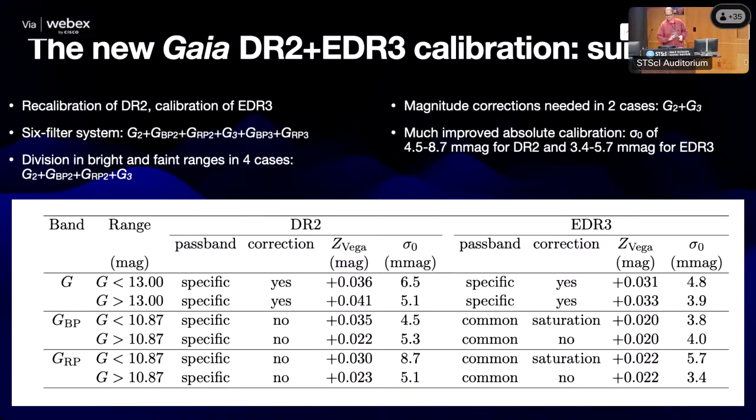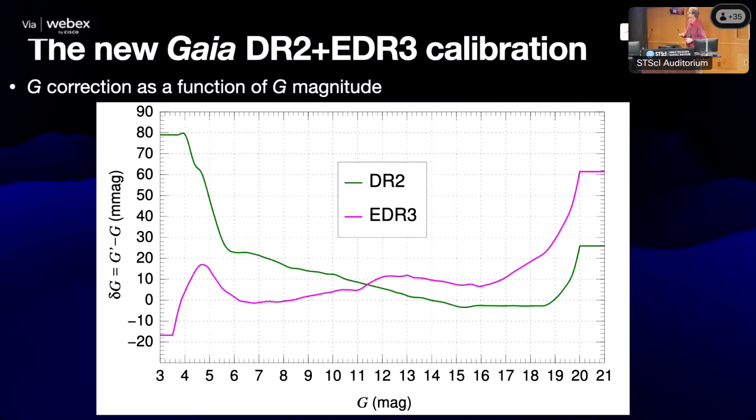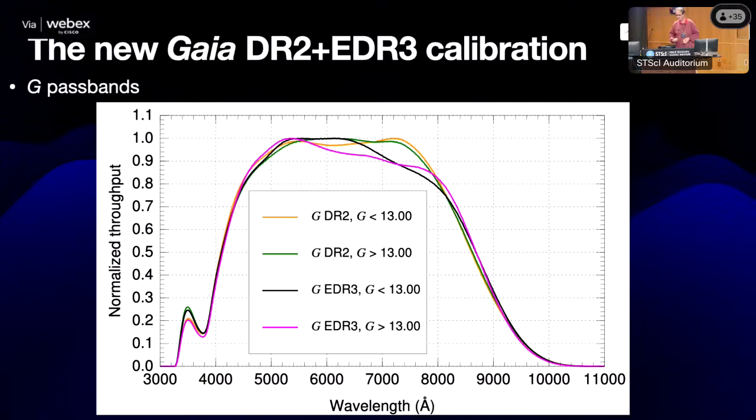Just to go quickly, these are the corrections. These are the type of corrections you have to apply when you retrieve the data from the catalog and you want to go to the real values. You have to apply this for G2 and G3. This is how you compare the G passbands for bright and faint and for DR2 and DR3. The important thing to look at is if you compare the yellow and green against the other 2, that's the difference between DR2 and DR3. You can see that the passbands have become bluer. So this is going back to nominal. It was too red because of the water deposition, and now it's going back to nominal.